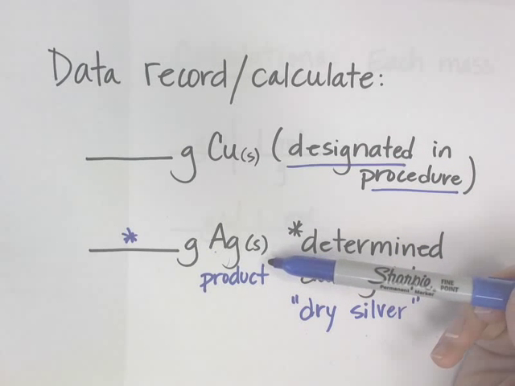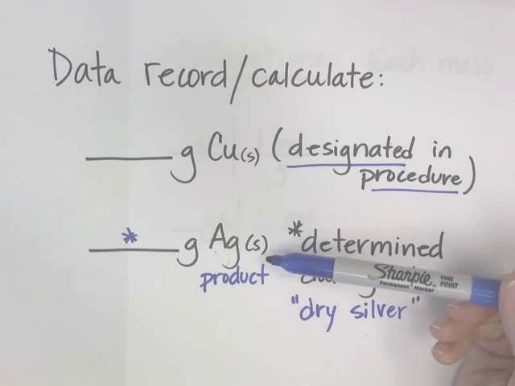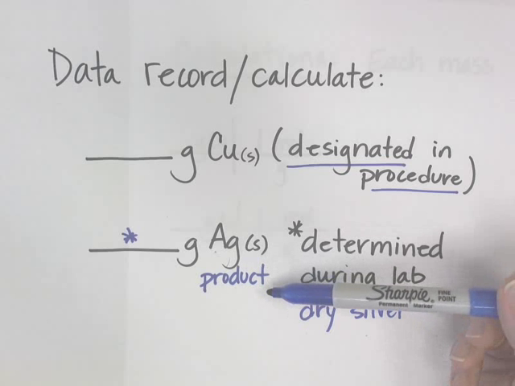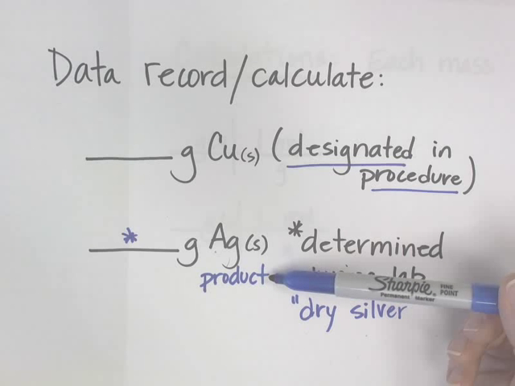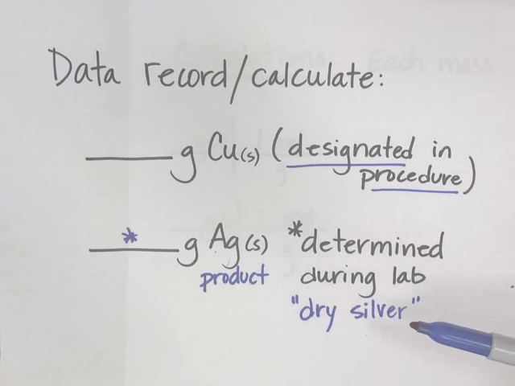The only other piece of information that we need to proceed with the calculations is the mass of silver, and that's actually the product that we're making. So at the end, when you have now a beaker with some silver in it, you'll need to know the mass of just the silver.